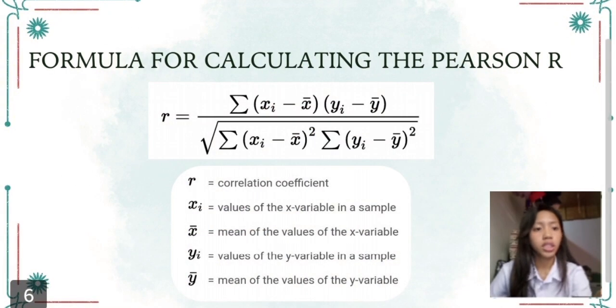This is the formula used for calculating Pearson's R, where R is the correlation coefficient, x are the values of the x variable in a sample, x bar is the mean of the values of the x variable, y are the values of the y variable in a sample, and y bar is the mean of the values of the y variable.